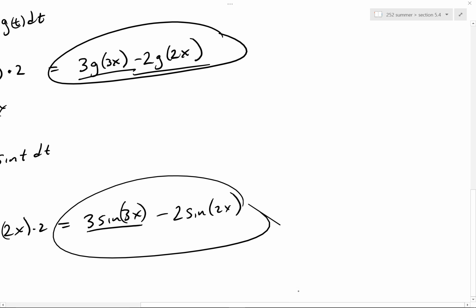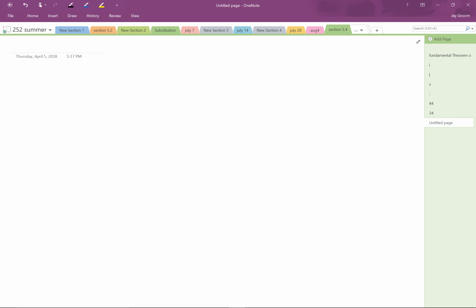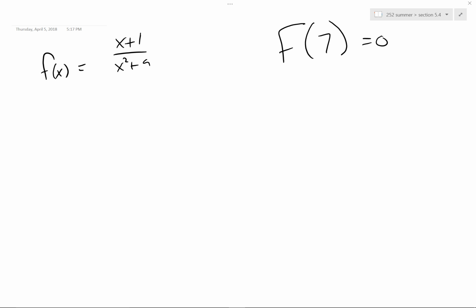Okay. Here's a couple examples from the homework, kind of a problem. So here's one here, or similar to homework problems, I should say. So this one here, it just says that little f of x, my apologies, is equal to x plus 1 over x squared plus 9. I'm interested in finding f of 7 equals 0. Okay, that's kind of what I'm interested in.